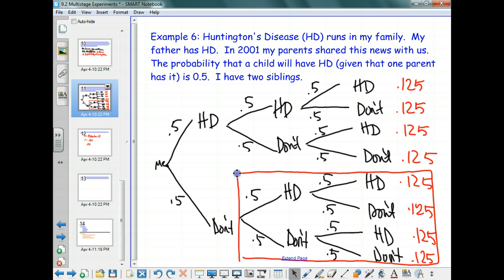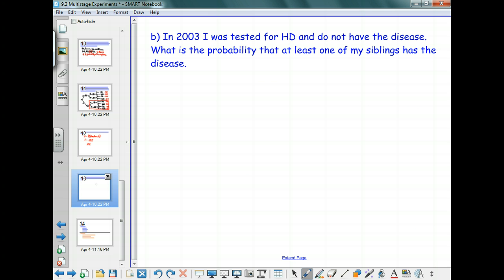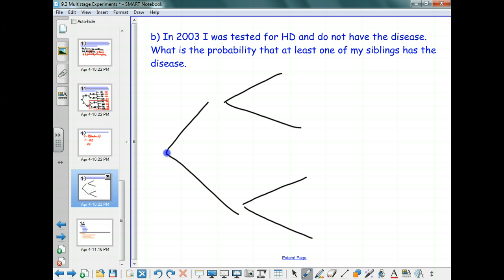We're down here, because I don't have it. But my brother and my sister still have the possibility that they do. So if we take this tree diagram and we only do the bottom 2 branches, we have it or we don't, just like before. And all of these individual branches, you know what they are. What are they? They're all 0.2 or 0.5, yeah.